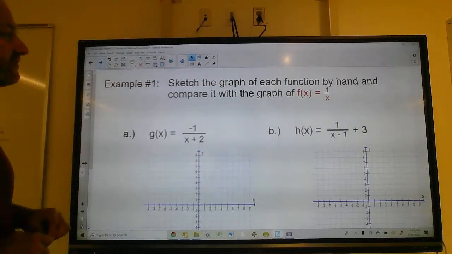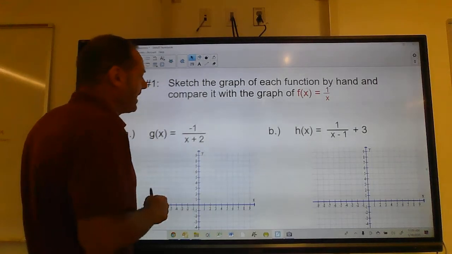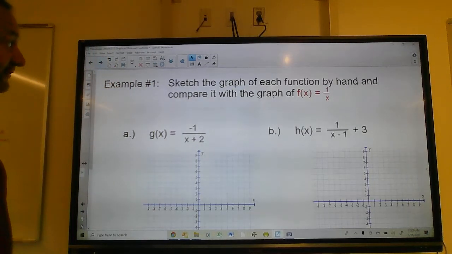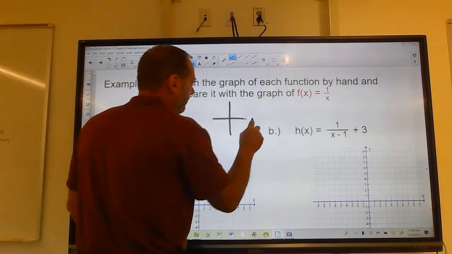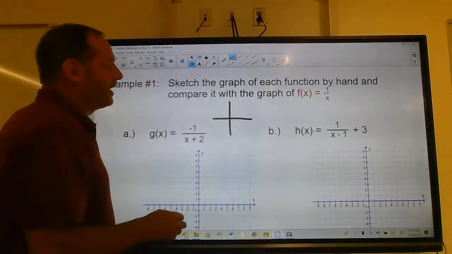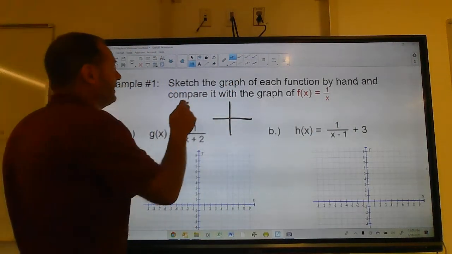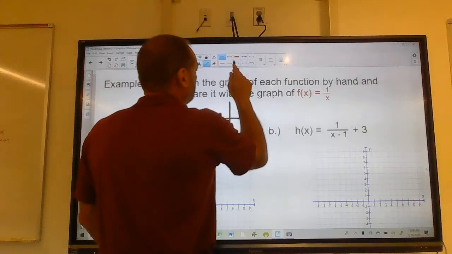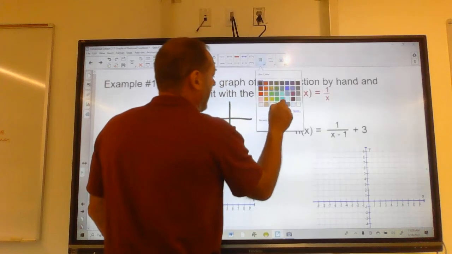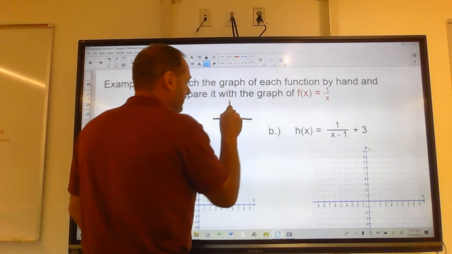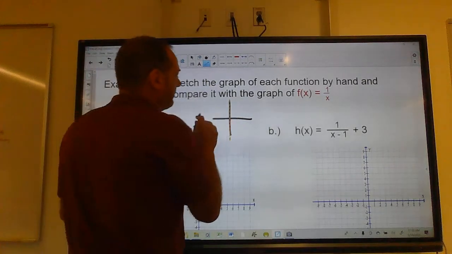Sketch the graph of each function by hand and compare it with the graph of f of x equals 1 over x. So I would actually probably do these by transformations because I know what the graph of 1 over x looks like. Obviously, x can never be 0, so this doesn't have a y-intercept because it's got a vertical asymptote at 0. So we got a vertical asymptote right there. I can't cross that vertical asymptote.